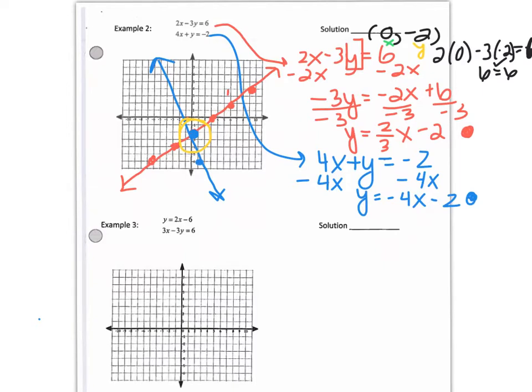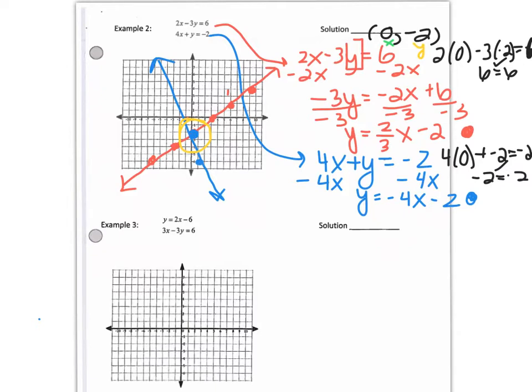And then if I plug it into my second equation, 4 times 0 plus negative 2, is that equal to negative 2? I'm just plugging into the equation. 4 times 0 is 0, so yes, negative 2 equals negative 2. So my point works.